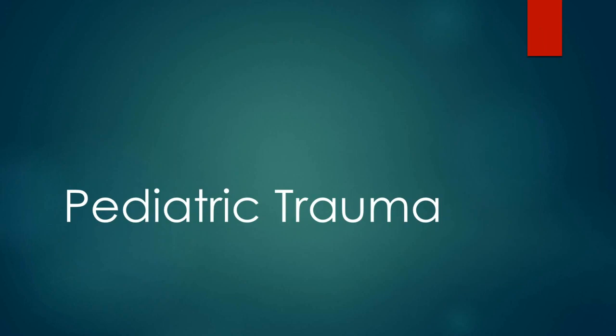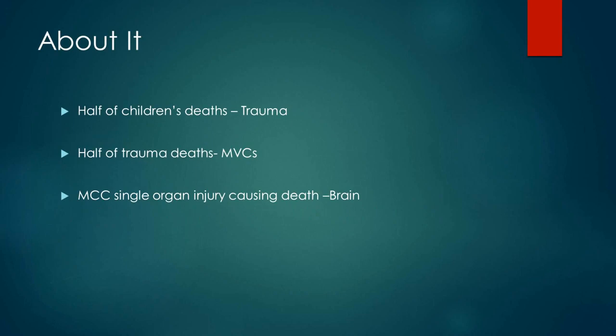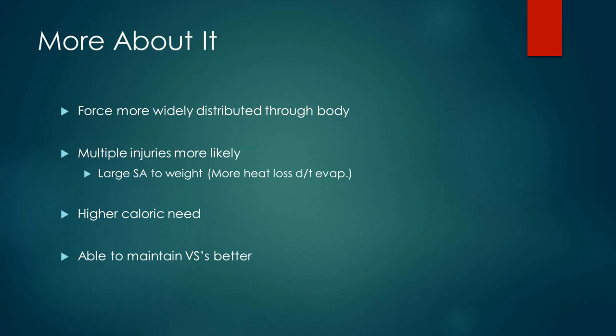Now I'll talk a little bit about pediatric trauma here. About pediatric trauma, half of children's deaths do occur because of accidents and trauma. And of those trauma deaths, half of those are from MVCs. The most common single organ injury causing death is brain injury. Because of pediatric anatomy, forces are more widely distributed throughout their body, multiple injuries are more likely, and they have a larger surface area to weight. They have higher caloric needs, and they do maintain their vital signs better for longer. So oftentimes they will look more stable than they actually are.